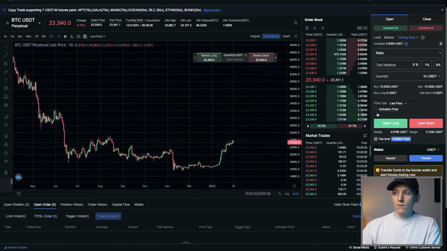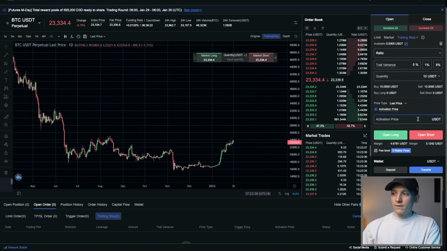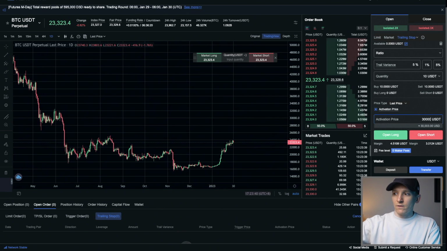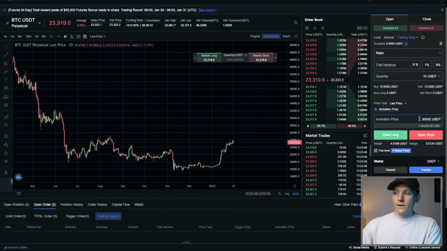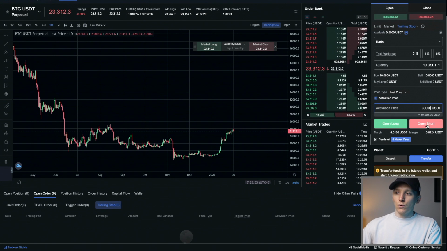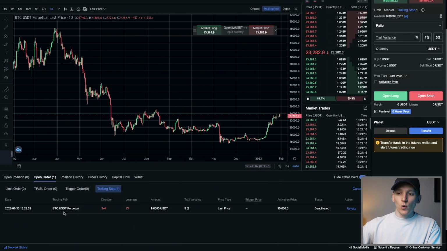But you can also put an activation price above the current price. So let's say our activation price is 30,000. What that would mean is this trailing stop order is not going to even be in the system until we reach this 30,000 threshold, currently at 23. So let's open a short. And as you can see, we're right here. We have a BTC USDT position here to go short, and the amount right here in the total variance.